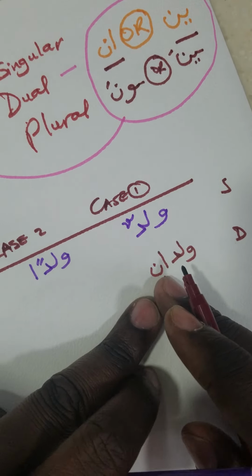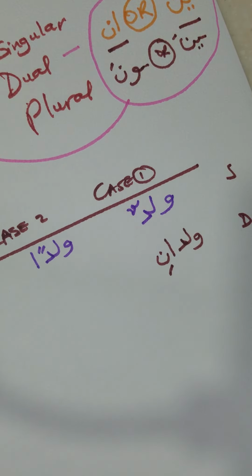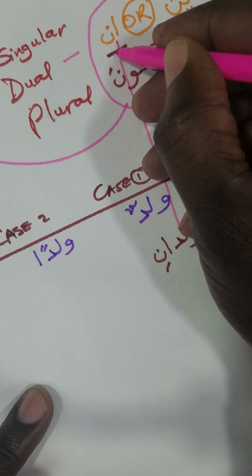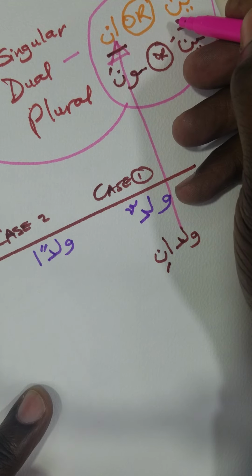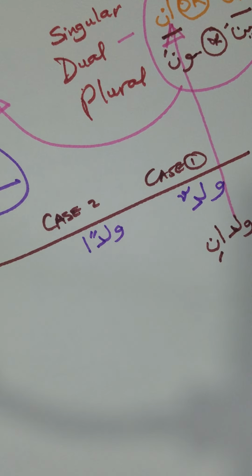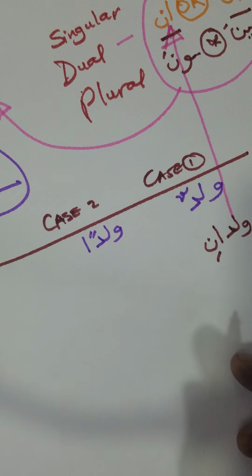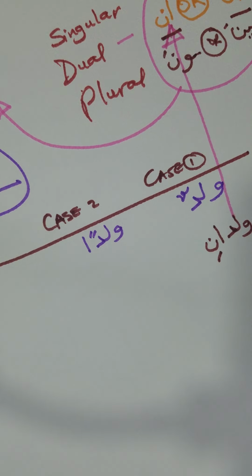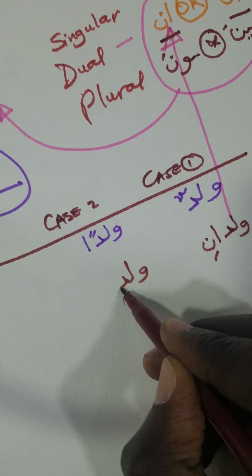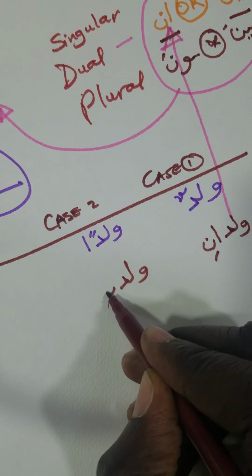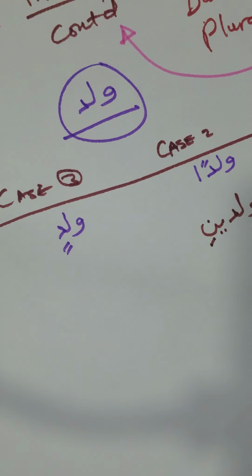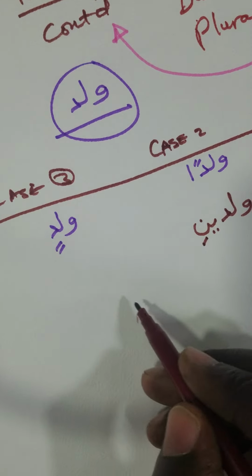Because we said if it is duo, we are going to add this or this. Okay, first case is waladan. Then second case is waladain. And third case is also going to be waladain.